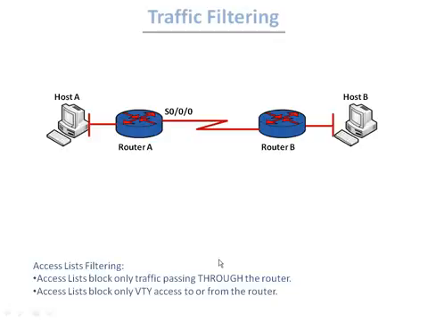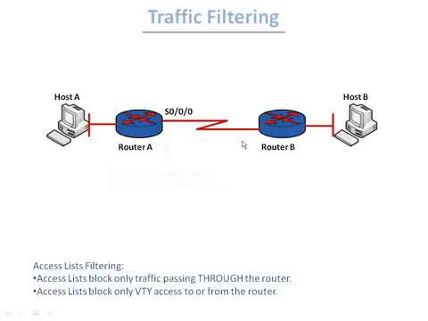The first one is regular traffic filtering, meaning that access lists can block traffic that is passing through the router. And I'm emphasizing through, because if traffic is destined to the router itself, the access list won't be able to block it. The only traffic destined to the router that an access list can filter is VTY traffic, or in other words, any remote access traffic like Telnet, SSH, RLogin, and so forth.